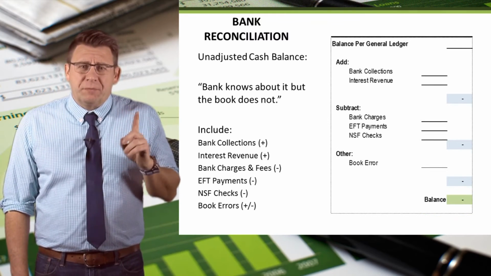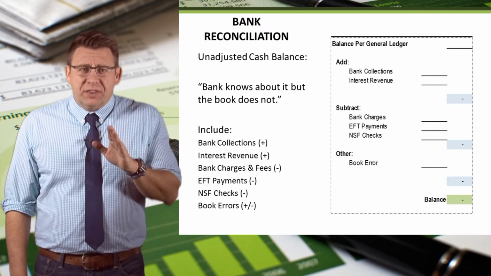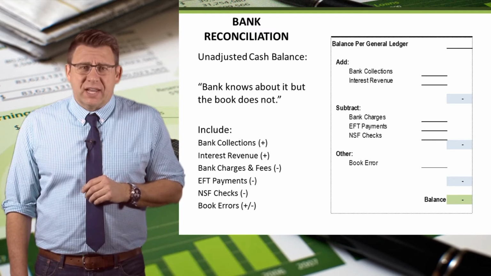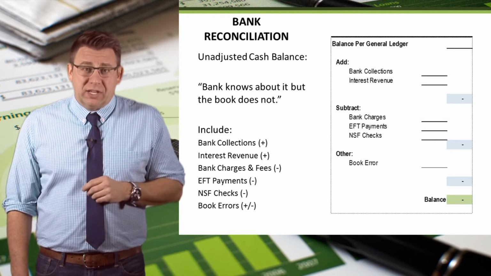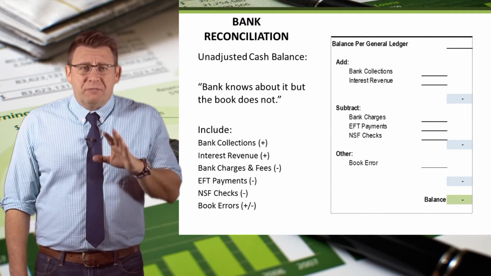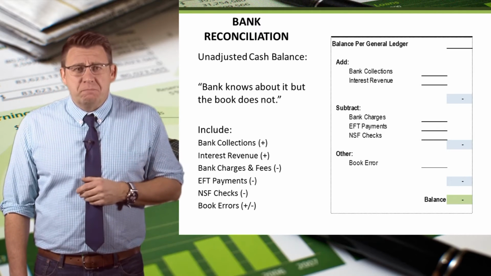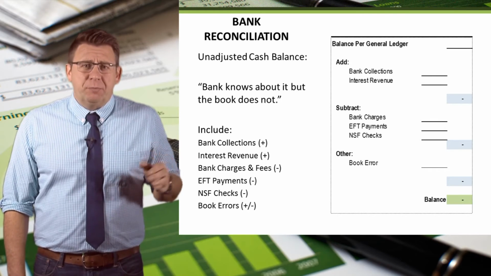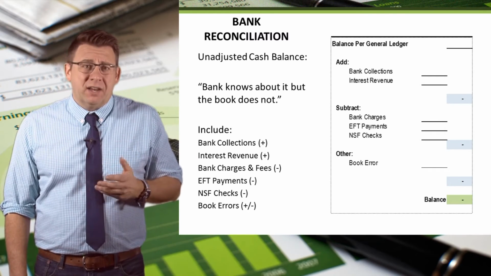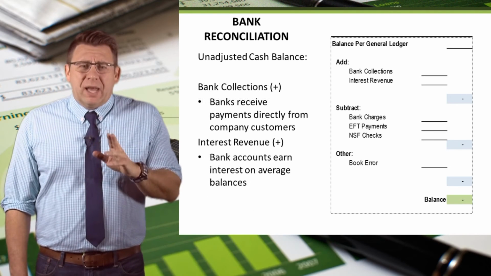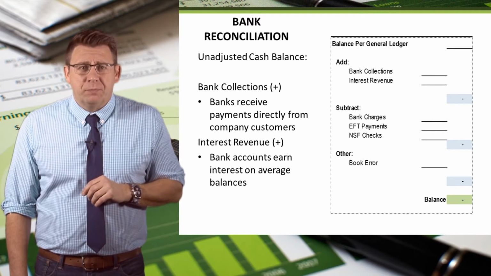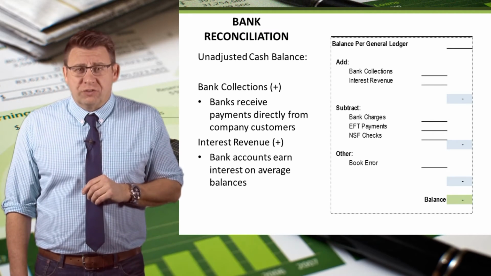To determine if something reconciles the book side, I often think of it in these terms. It is stuff the bank knows about, but the book does not. There are many more items that can reconcile the book side. Some of the more common items are bank collections, interest revenue, bank service charges and fees, EFT payments, NSF checks, and book errors. Many companies have customer payments sent directly to the bank instead of the company. This improves internal controls over cash and speeds the collection process.